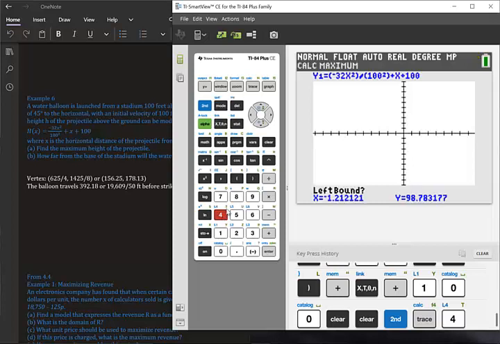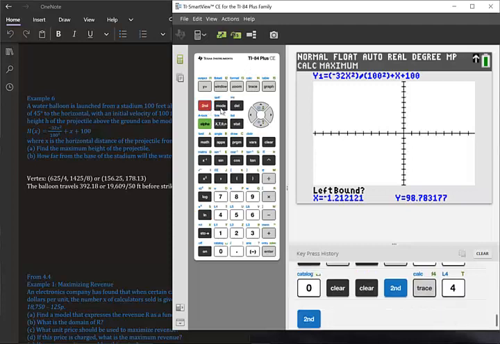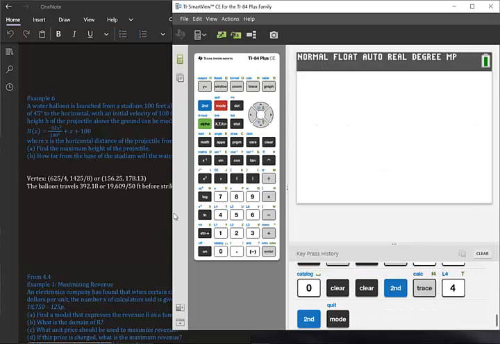See how it's loading? I can't even see the graph because it's so big. It is such a massive graph that doing the second trace minimum maximum is just going to be a little harder. So there's another way that we can think about this without doing it all by hand. So press second mode. Let's get back to the home screen.